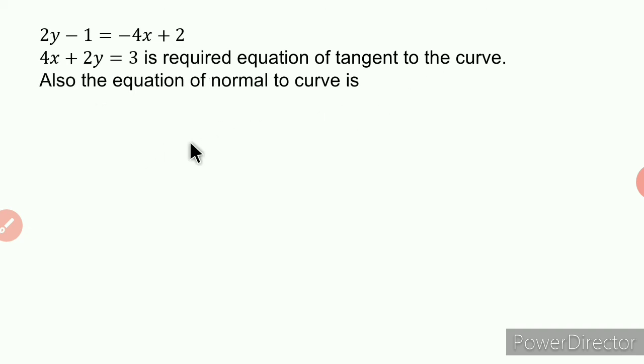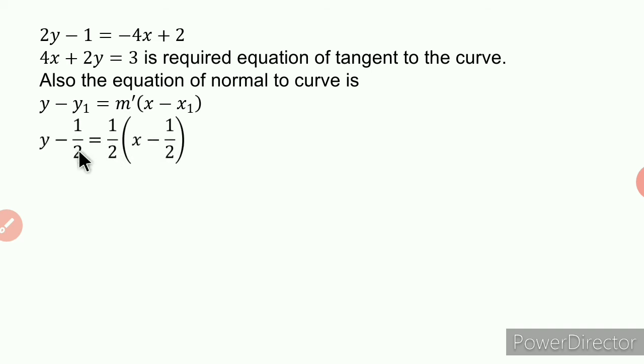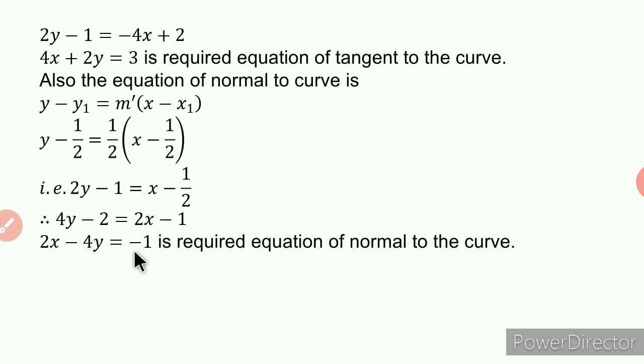Also, the equation of normal to the curve is y minus y1 is equal to m dash multiplied by x minus x1. Now m dash is 1 by 2. Put that value here. So y minus 1 by 2 is equal to 1 by 2 multiplied by x minus 1 by 2. Now multiplying throughout by 2, here we get 2y minus 1 is equal to x minus half. Again multiplying by 2, we get 4y minus 2 is equal to 2x minus 1. That is 2x minus 4y is equal to minus 1 is the required equation of normal to the curve at theta is equal to pi by 6.